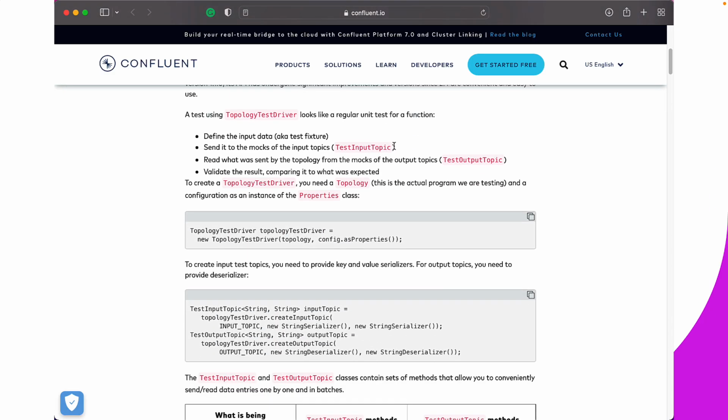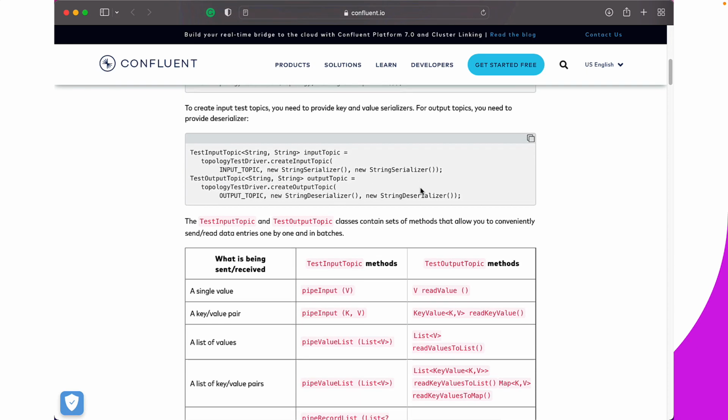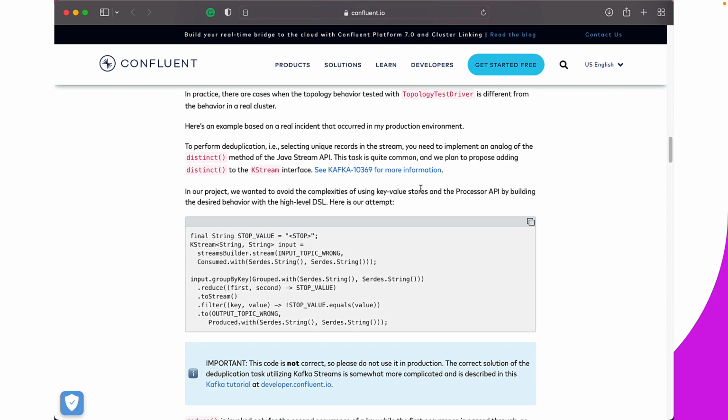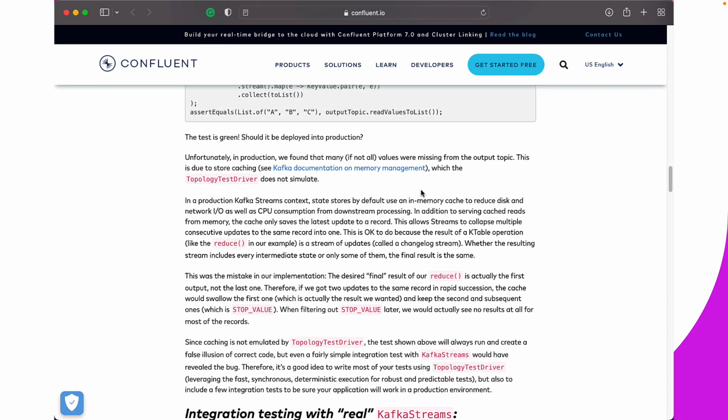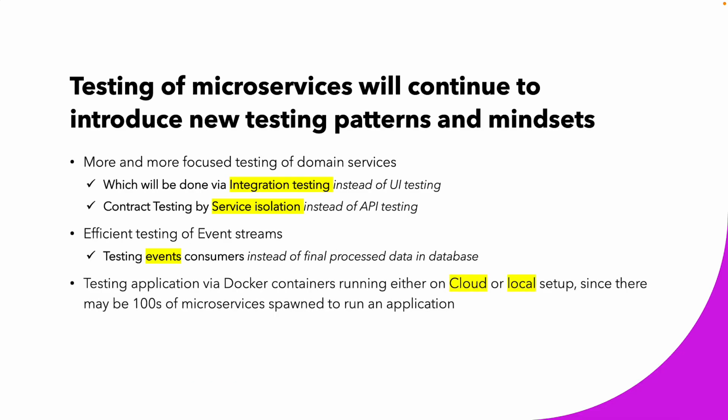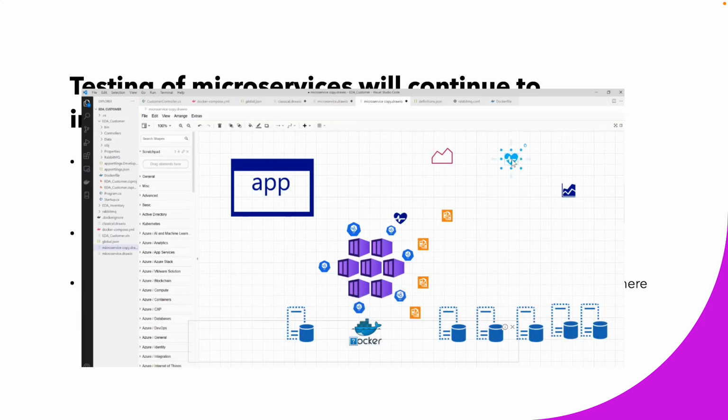For example, testing event consumers instead of the final processed data in the database is what we should think of. For example, if you're looking at Kafka or RabbitMQ or something like that, then this is how you should test those streams. And finally, testing the application via Docker containers running on a cloud or local setup is going to be a thing.